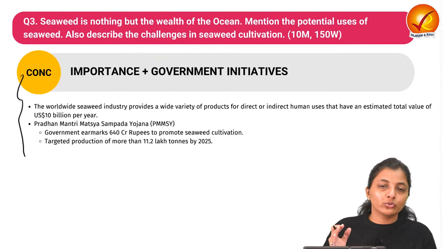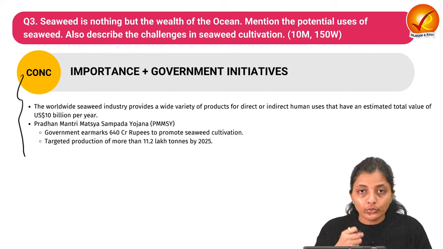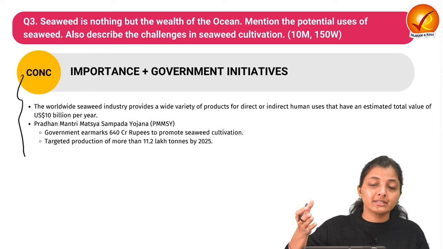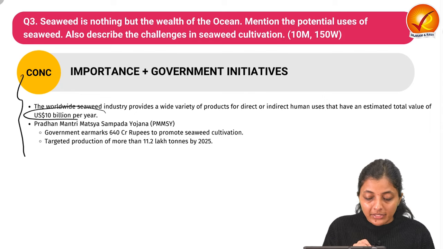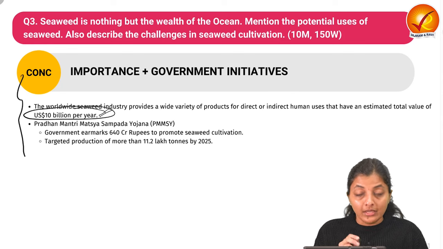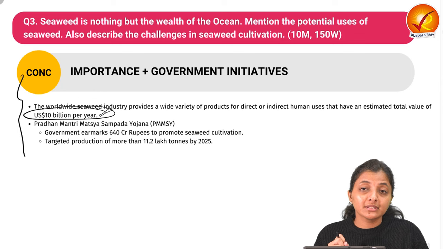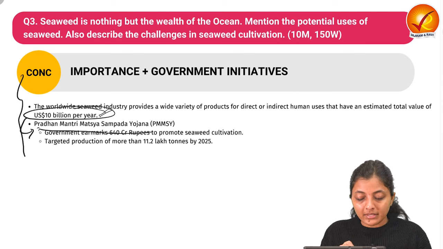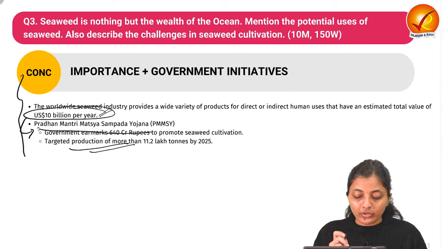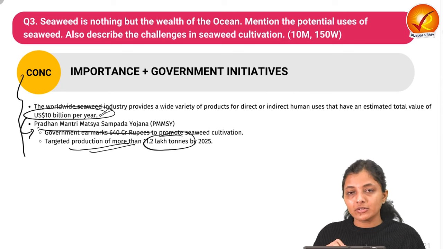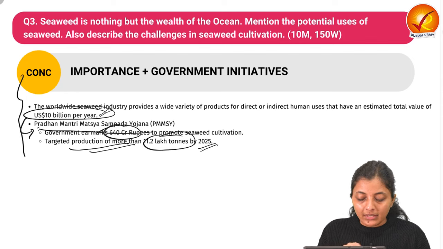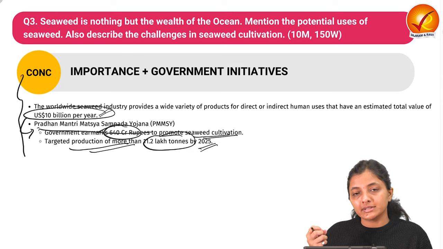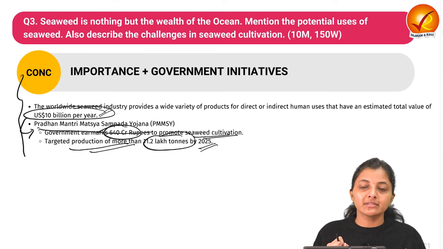Next, towards the conclusion, what we can write is that due to the increasing importance of seaweed and the direct and indirect dependence of some final products on seaweed, it has immense potential, estimated to be a total of $10 billion per year. So after considering this immense potential or this huge global market, the Indian government has also come up with the Pradhan Mantri Matsya Sampada Yojana. In this, there is a targeted production of more than 11.2 lakh tons of seaweed by 2025, and the government has earmarked 640 crore rupees to promote seaweed cultivation. So towards the end, you can write that, considering the importance of seaweed, the government is also taking initiatives in seaweed cultivation.